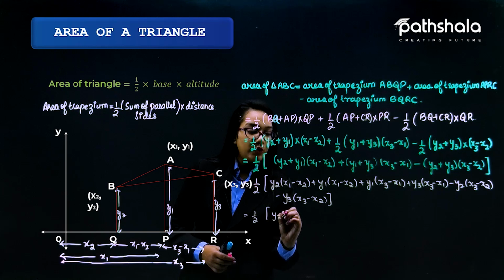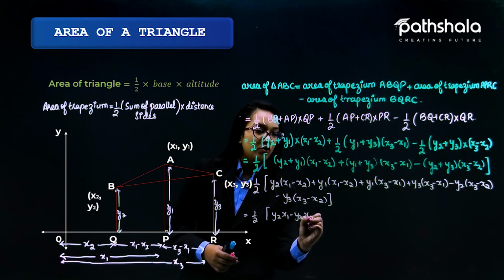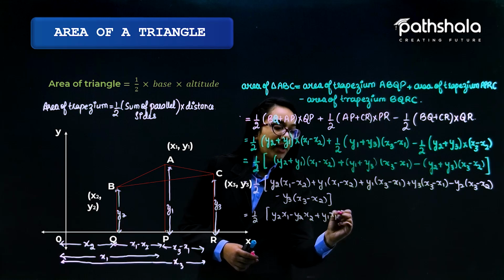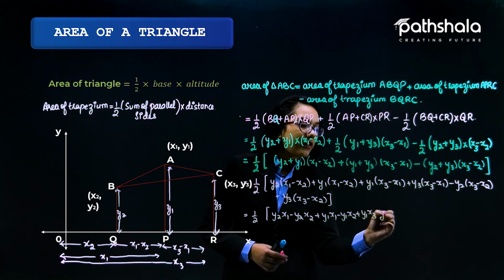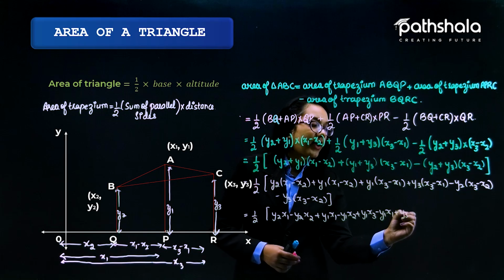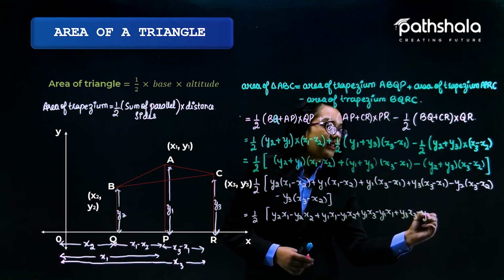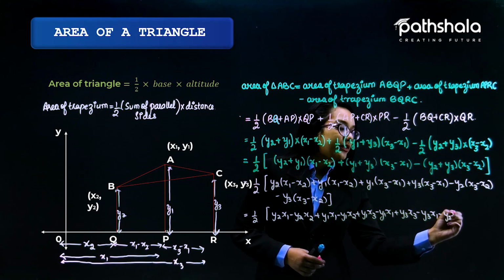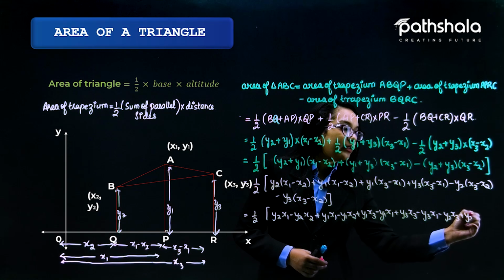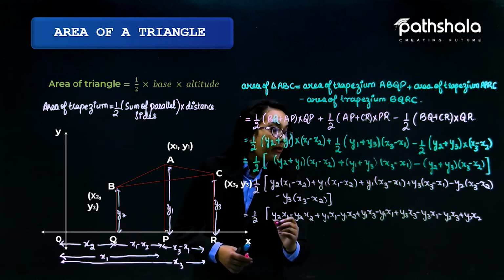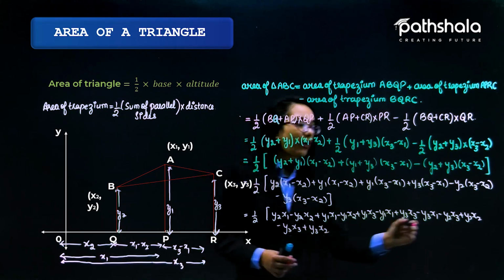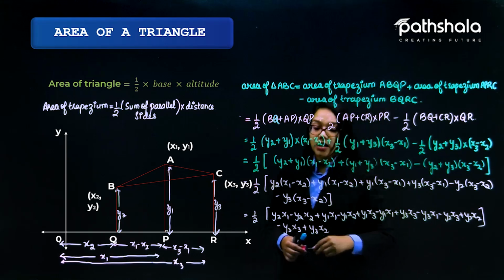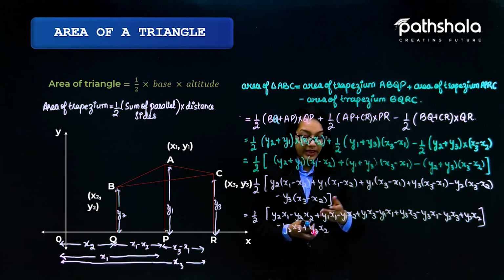So we have y2x1 − y2x2 + y1x1 − y1x2 + y1x3 − y1x1 + y3x3 − y3x1 − y2x3 + y2x2. Further we have −y3x3 + y3x2. So let's just cancel out all the values that are cancelling with each other. Let's look out for the elements that are cancelling with each other.